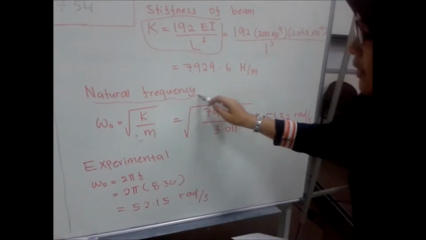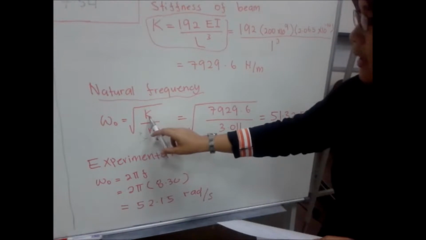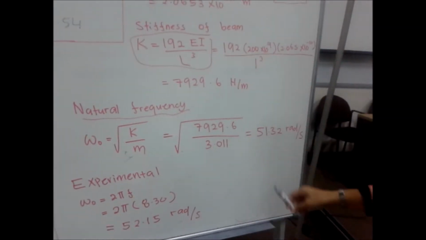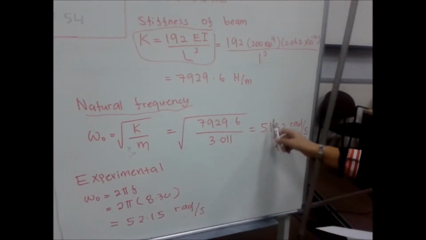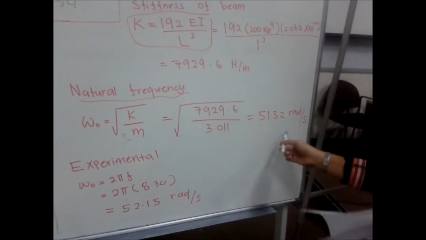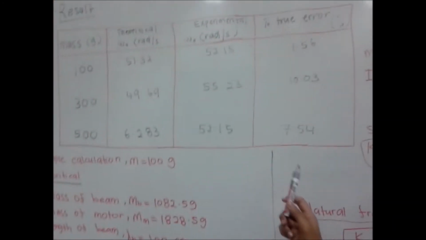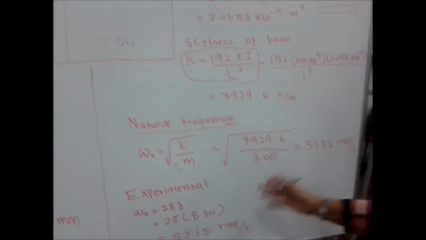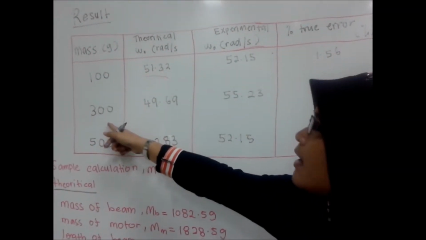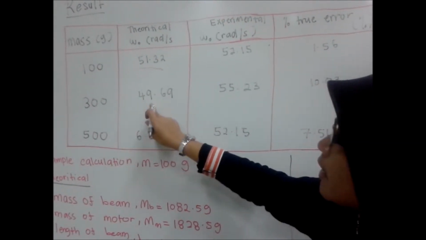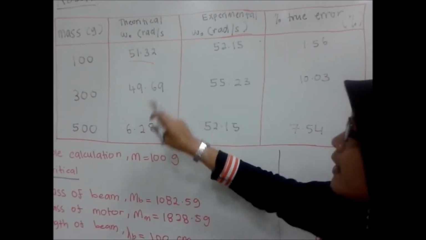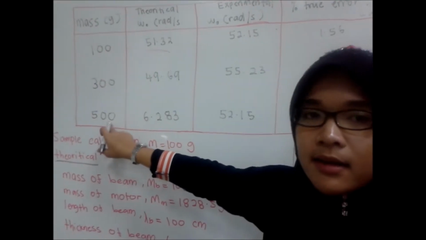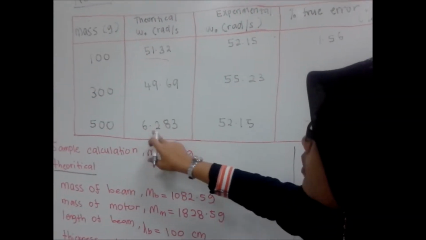To find the natural frequency, omega naught equal to square root of K over M. K, this one, M, this one. From that, I get 1.32 radian per second for theoretical. Then I repeat the same step for mass 300, and I get theoretical value 49.69. Finally, I repeat again using weight 500, and I get theoretical 6.283.